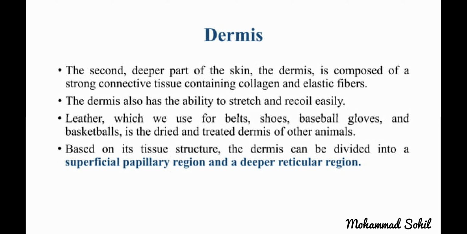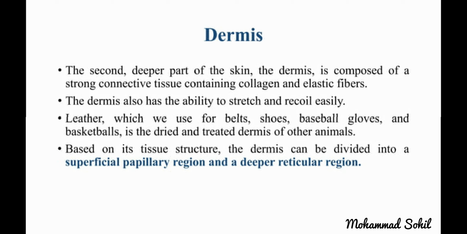Now coming to the second layer, that is the dermis. The second, deeper part of the skin, the dermis, is composed of a strong connective tissue containing collagen and elastic fibers. The dermis also has the ability to stretch and recoil easily. Leather, which we use for belts, shoes, baseball gloves, and basketballs, is the dried and treated dermis of other animals.